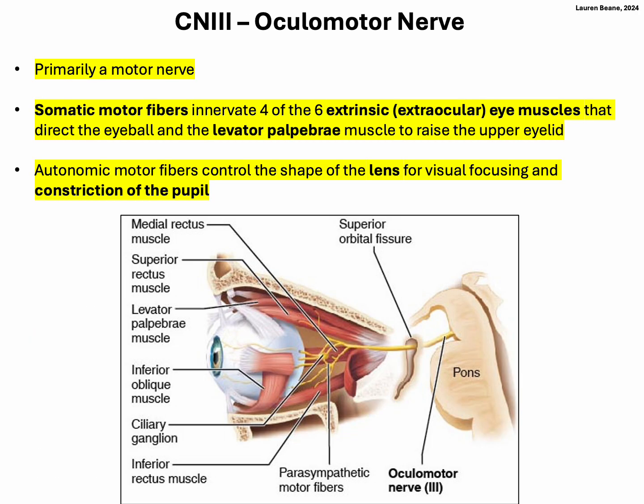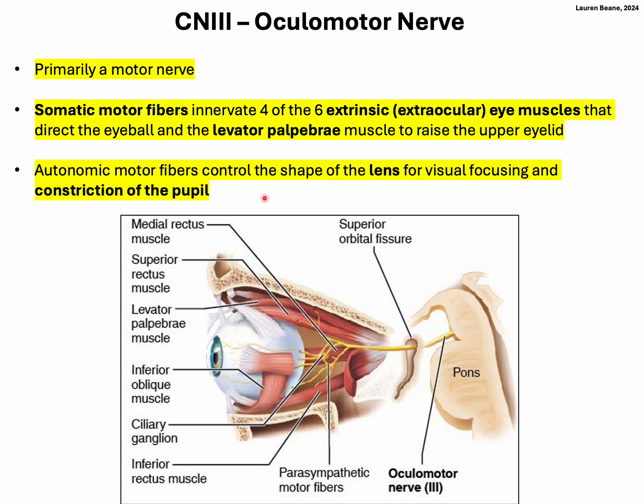Cranial nerve 3, the oculomotor nerve. As the name implies, it is a motor nerve innervating the eye. And there are a few critical functions here. It innervates 4 of the 6 extrinsic or extraocular eye muscles for precise, rapid control of the eyeball and directing its movement. It also innervates the levator palpebrae muscle, which causes our upper eyelid to raise.